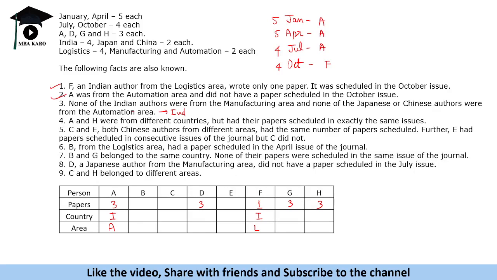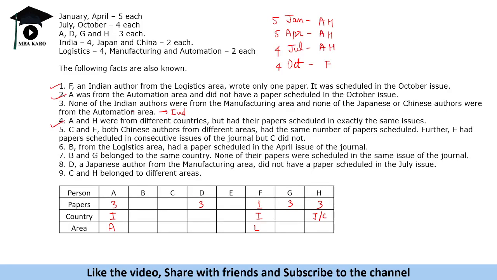Okay. A and H were from different countries, but had their papers scheduled in exactly the same issues. So we know that H is publishing three papers. So H's paper got published in this. A and H are from different countries, so H has to be from Japan or China. Okay. This is also done. We will rule out the possibility later on.